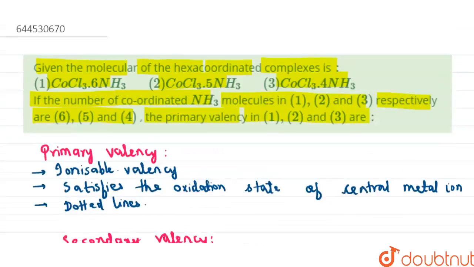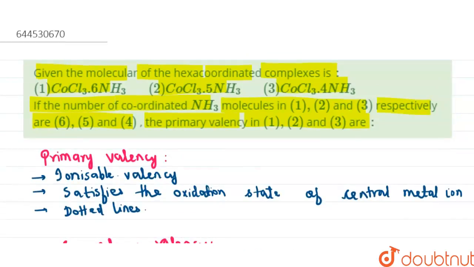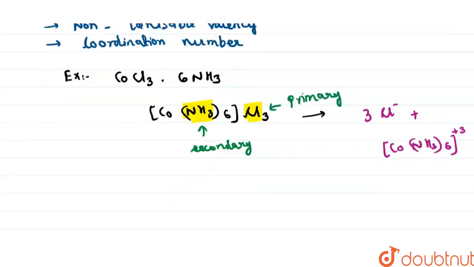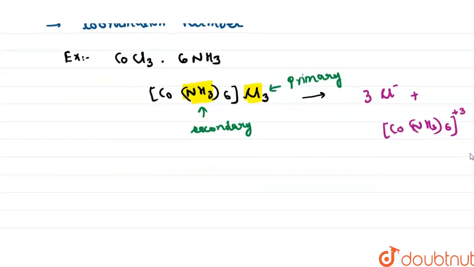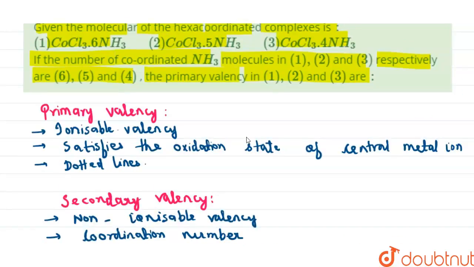Now let us consider the given compounds. We are given the number of coordinated NH3 as 6, 5 and 4. Our first is the compound that we discussed in the example. Here our primary valency is 3, which is depicted by these 3 Cl minus ions. So the primary valency in the first case will be 3.